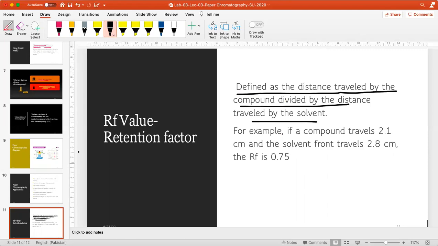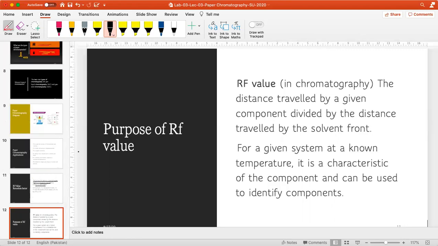What is the purpose of calculating the RF value? So RF value, especially in the chromatography, we know the distance traveled by a given component is divided by the distance traveled by the solvent front. तो reason इसका ये है कि for a given system at a known temperature, it is a characteristic of the component. हर component की अपनी RF value है और इसी information को we can apply and can be used to identify different components in the mixture.